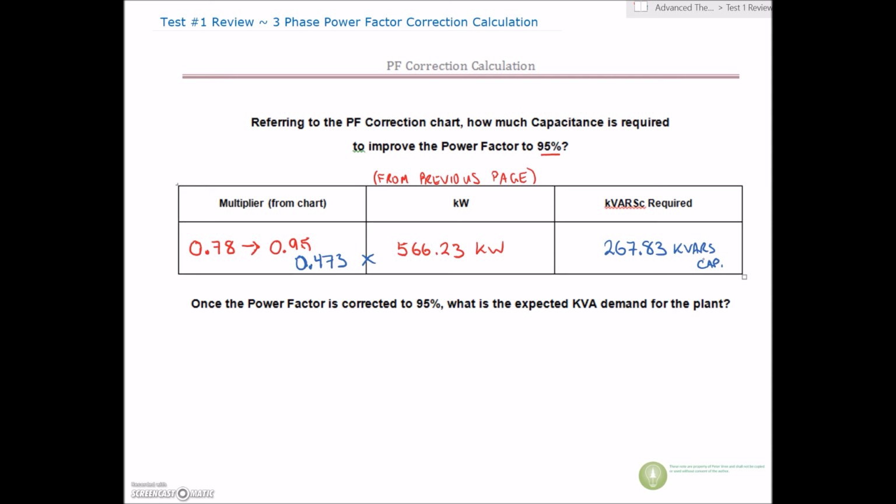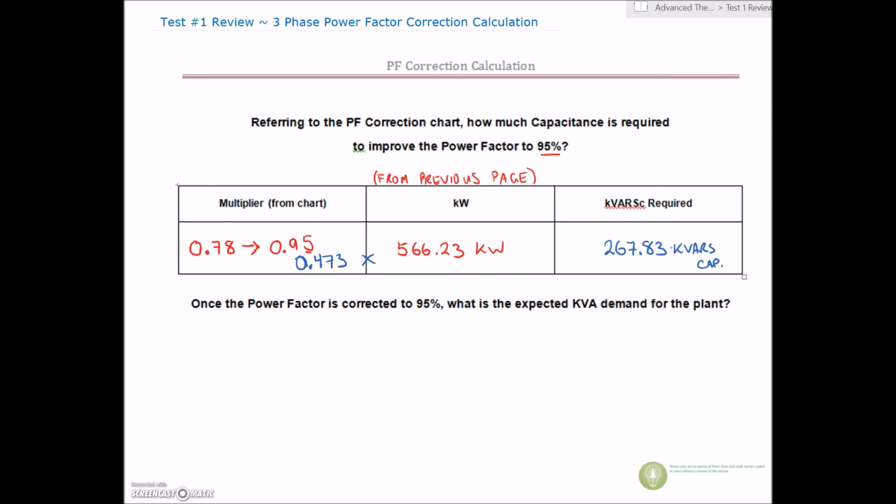Okay, so just to go through all the different steps that we did, we found our initial power factor of 0.78 from our previous page, combining those two loads, our existing load and our new load. We brought that over to this page in addition to our existing kilowatts. This value will not change whatsoever, and we're going to try and fix the power factor to 0.95. We found this multiplier, 0.473, from our chart, looking at our existing power factor and our desired power factor, and we multiplied that by our kilowatts in order to find the size of our capacitor bank.